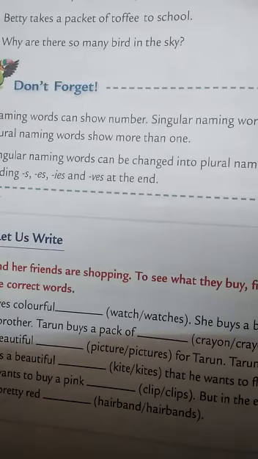So singular means one. Singular naming words show one, and plural naming words show more than one. Singular naming words can be changed into plural naming words by adding s, es, ies, ves at the end of the word.